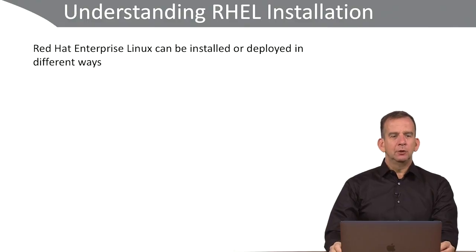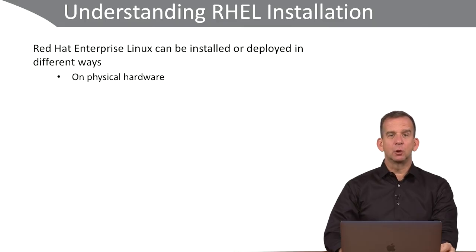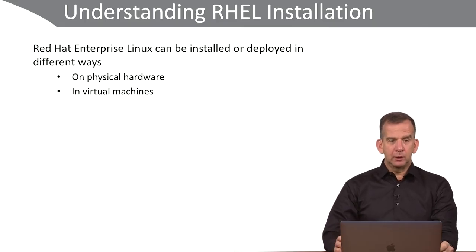Before we can install Red Hat Enterprise Linux Server 8, let's talk about the server requirements. So first you need to know that Red Hat Enterprise Linux can be installed or deployed in different ways. You can install it on physical hardware, which is the traditional way of installing a server in a data center. Or you can install in a virtual machine, running VMware or KVM or whichever type of virtualization you'd like.